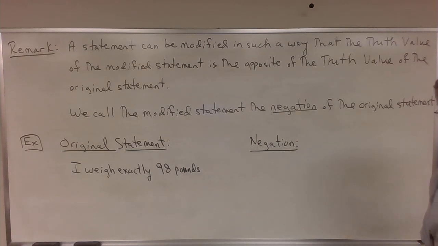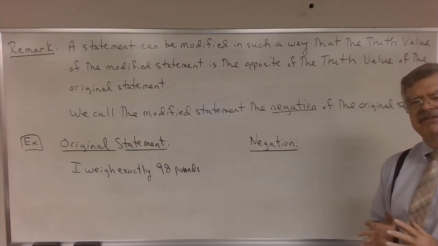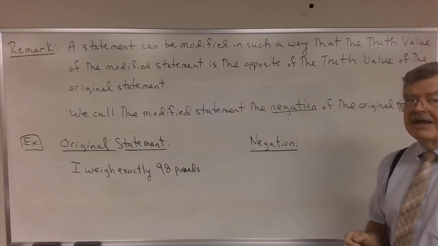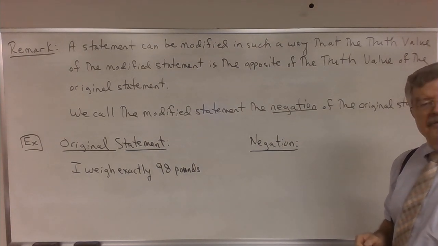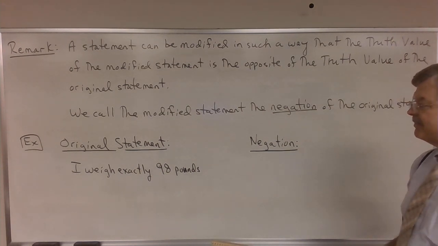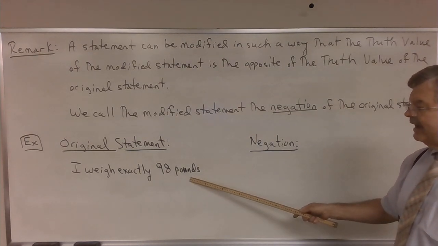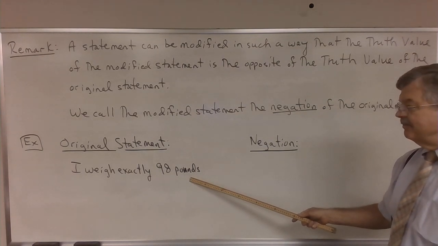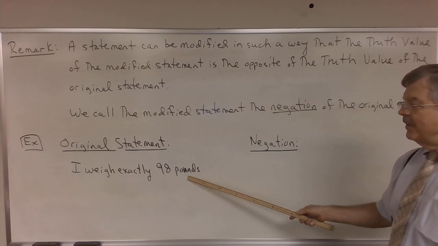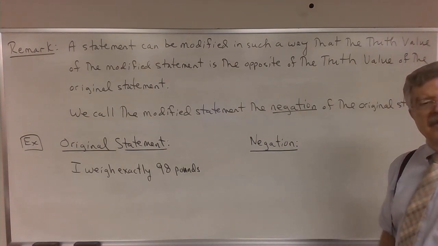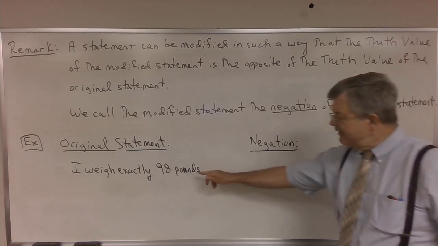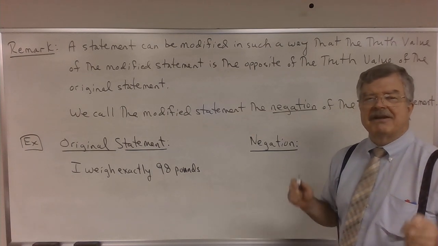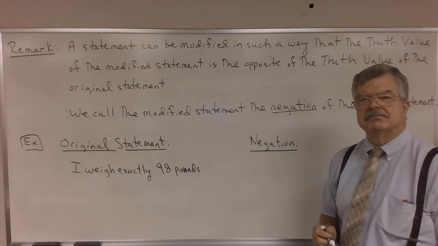So if the original statement is true, then the negation is false. But if the original statement is false, then the negation is true. So let's look at an example. I weigh exactly 98 pounds. I'm not saying I do, I'm not saying I don't. But I weigh exactly 98 pounds. How would I modify this statement to get a statement that has the exact opposite truth value?